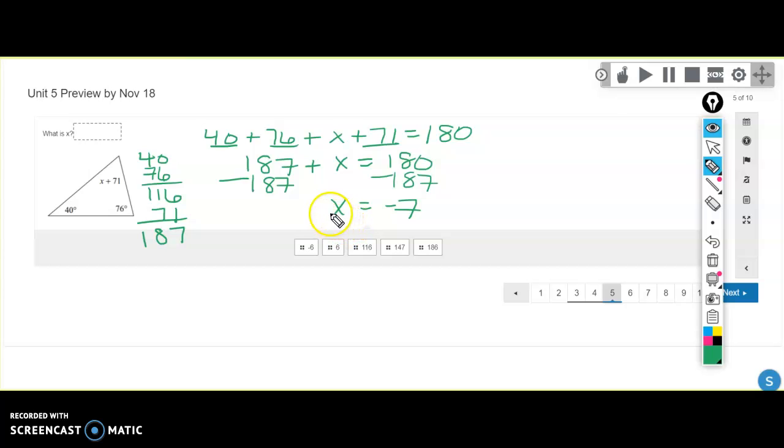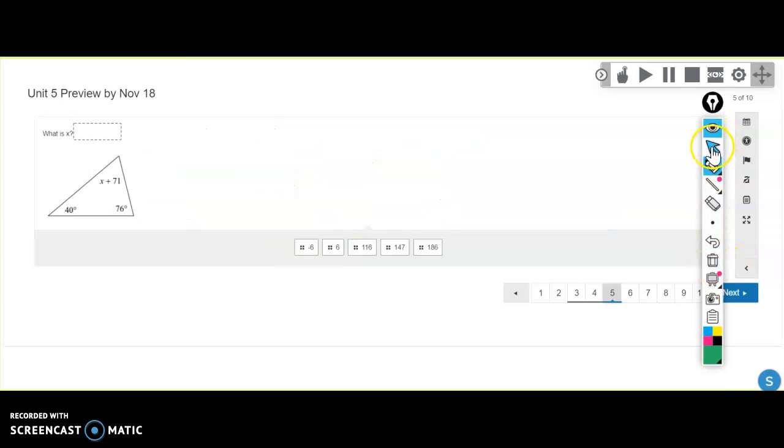I might have made a mistake on that one then. So technically it should be negative 7. Yep, I think I misadded for my answer down here. Okay, so this is the triangle sum theorem and classifying triangles.